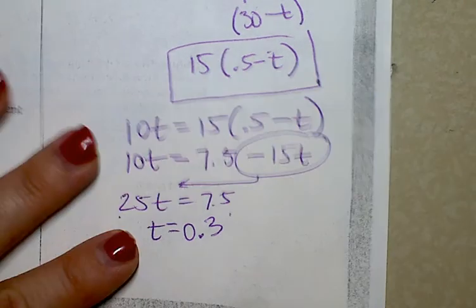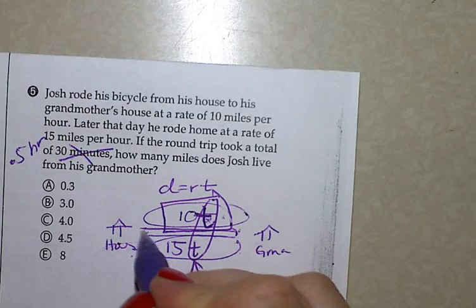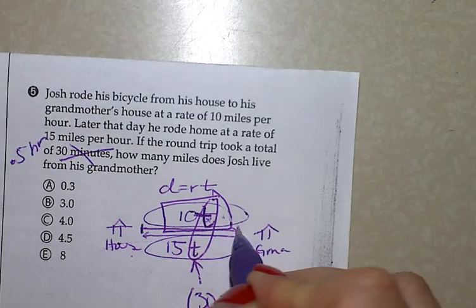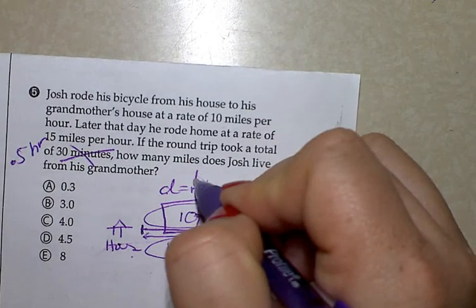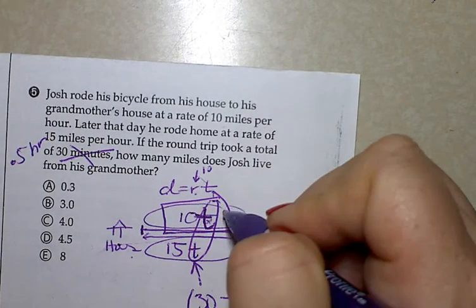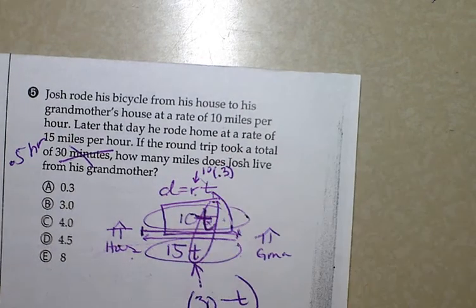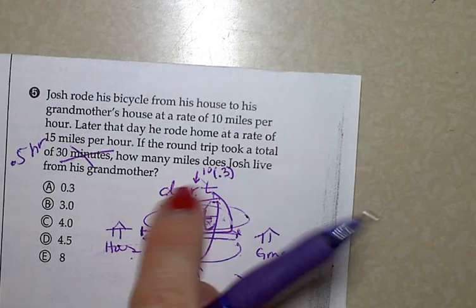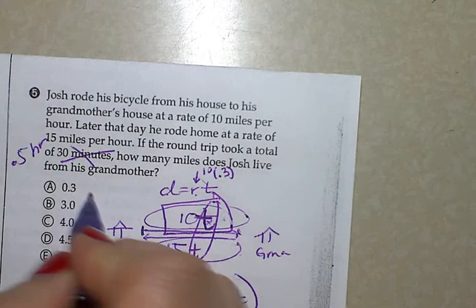Let's go back up to the top. 0.3 is the time. Let's talk about Josh going from home to grandma's. Remember, distance equals rate times time. So he rode at 10 miles per hour, that's his rate, and he had a time of 0.3 hours. Please take 10 times 0.3 and you'll get the distance. 10 times 0.3 is 3 miles.